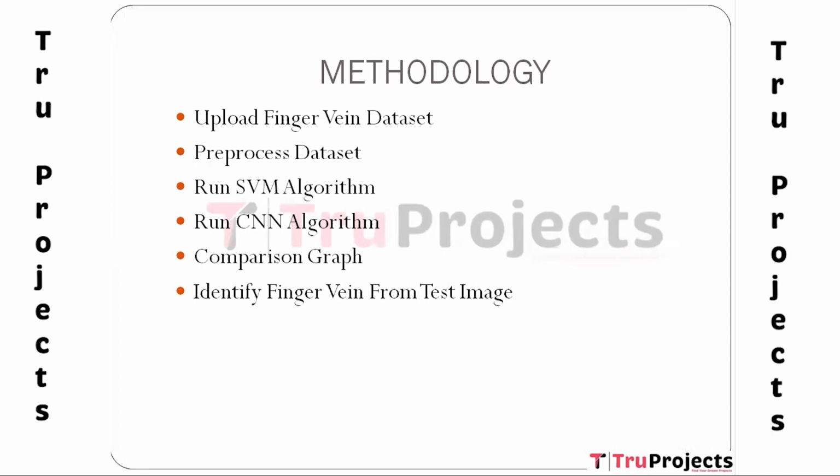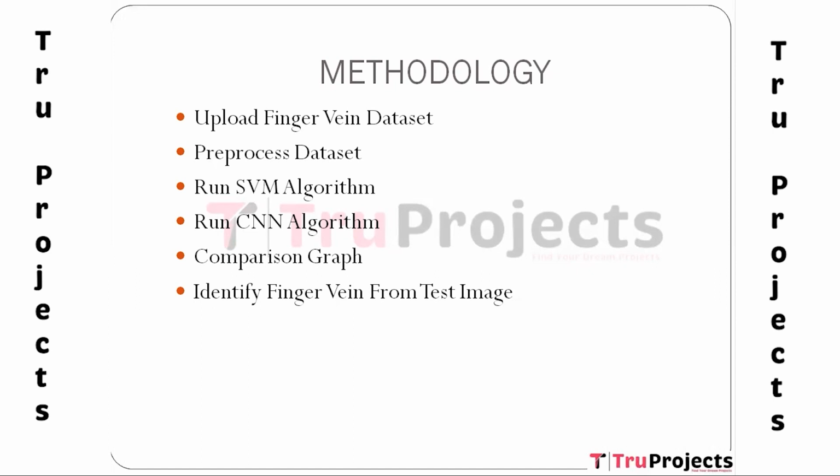The next module, run support vector machine algorithm. 80% of pre-processed training images will be input to the support vector machine to train a model, and then 20% of test images will be applied on the trained model to calculate the prediction accuracy. Fourth module, run CNN algorithm. 80% of processed training images will be input to the CNN model to train a model, and then 20% of test images will be applied on the trained model to calculate prediction accuracy.